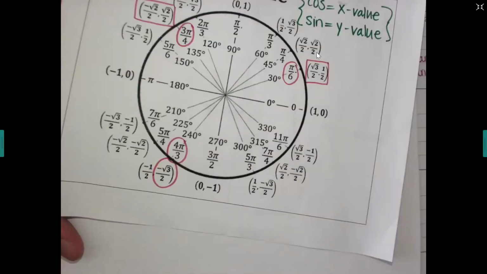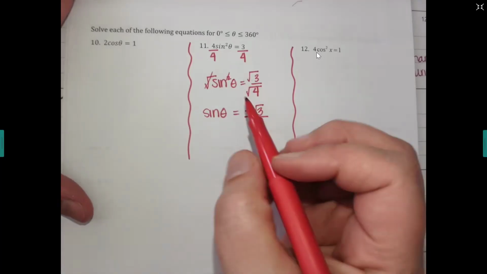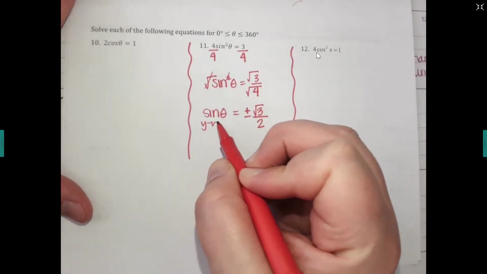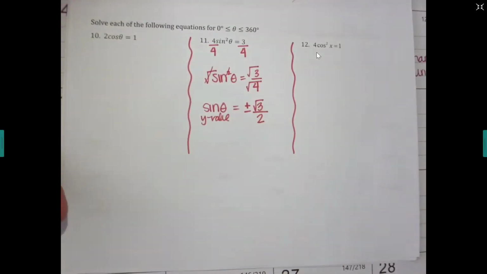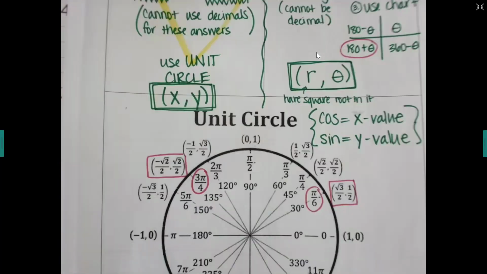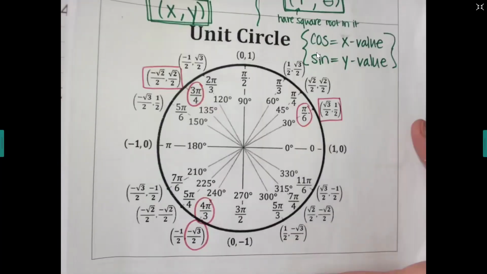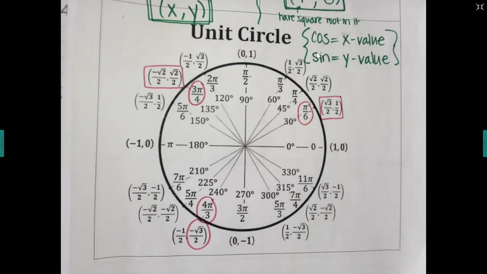Sorry. On my circle, I want you to look for where the y value is either of these numbers. Now, keep in mind that if it's a plus or minus, you're looking for 4 spots. Okay? So there's my circle. See if you can find it.